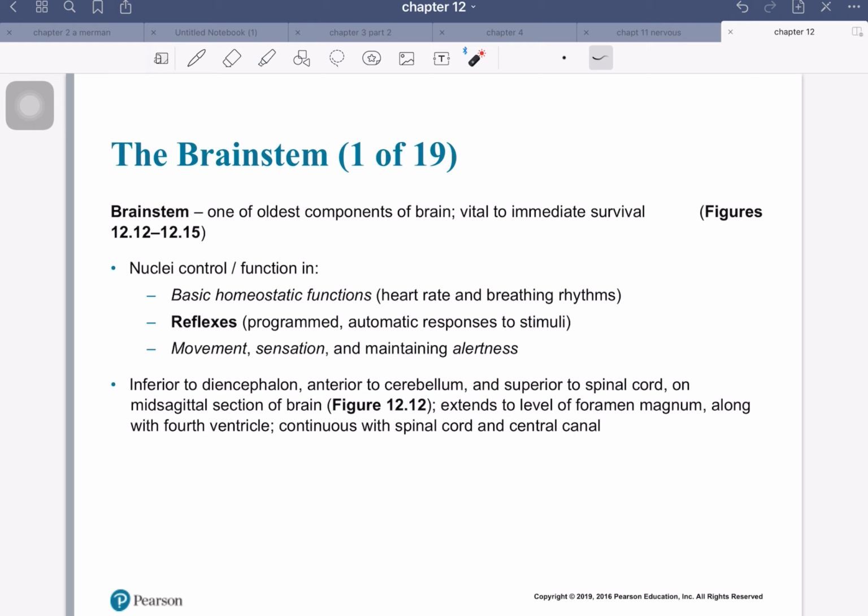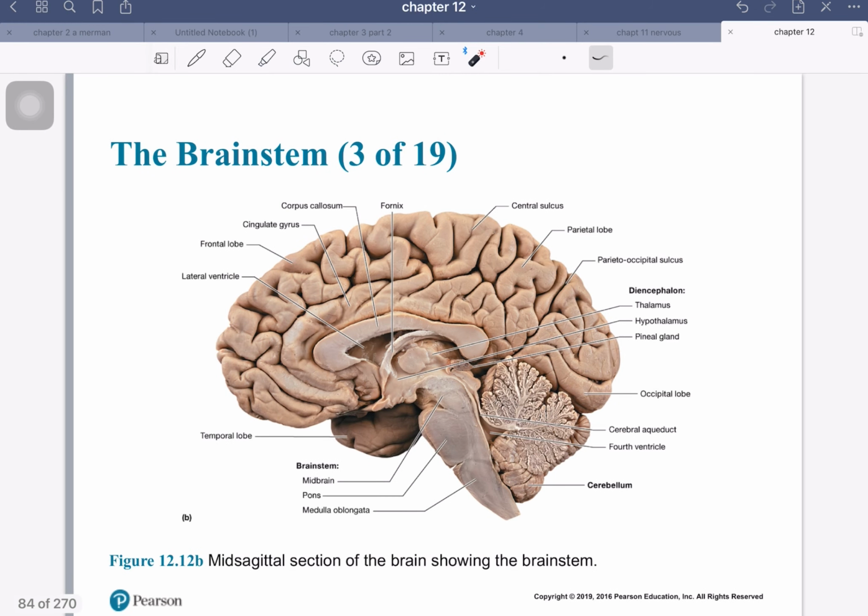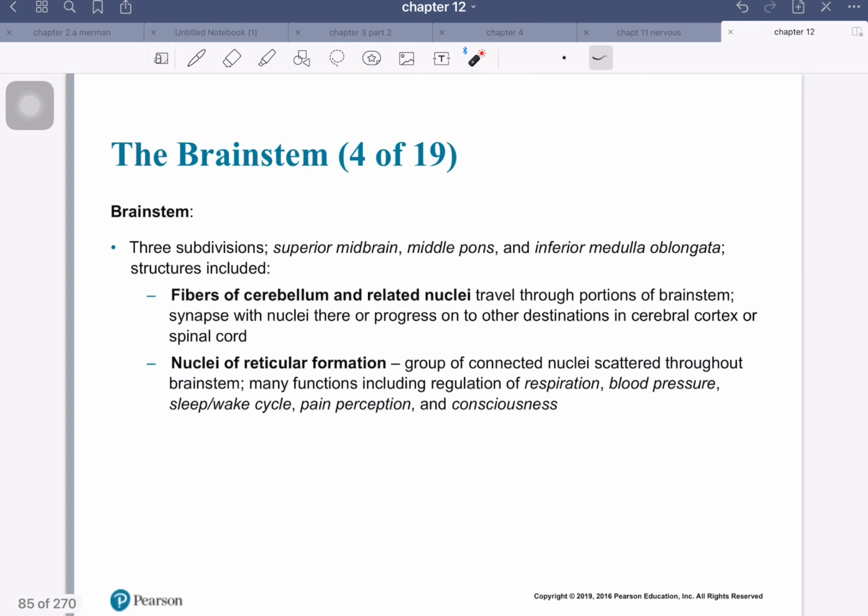Here it is on an actual cadaver brain, and once again, this is the area we're looking at: midbrain, pons, medulla. Let's start talking about the brainstem, and as I said, it's divided into 3 parts. The most superior aspect is the midbrain. The middle bit is the pons, and the most inferior bit is the medulla oblongata.